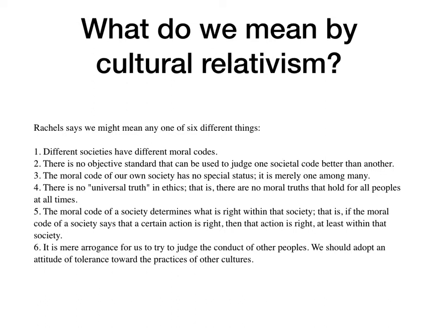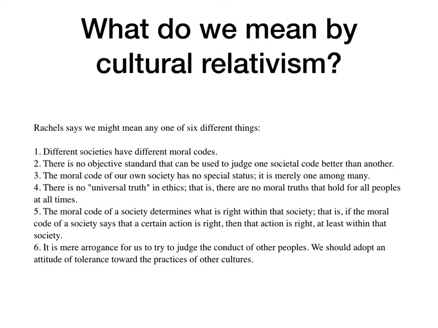Okay, so let's just go through the different things. I just literally cut and pasted this from the reading, but it's worth going through them again. So what do we mean by cultural relativism? Rachels gives us 6 different possible things we might mean. Number 1, different societies have different moral codes. Number 2, there is no objective standard that can be used to judge one societal code better than another. Number 3, the moral code of our own society has no special status. It is merely one among many. 4, there is no universal truth in ethics. That is, there are no moral truths that hold for all people at all times.